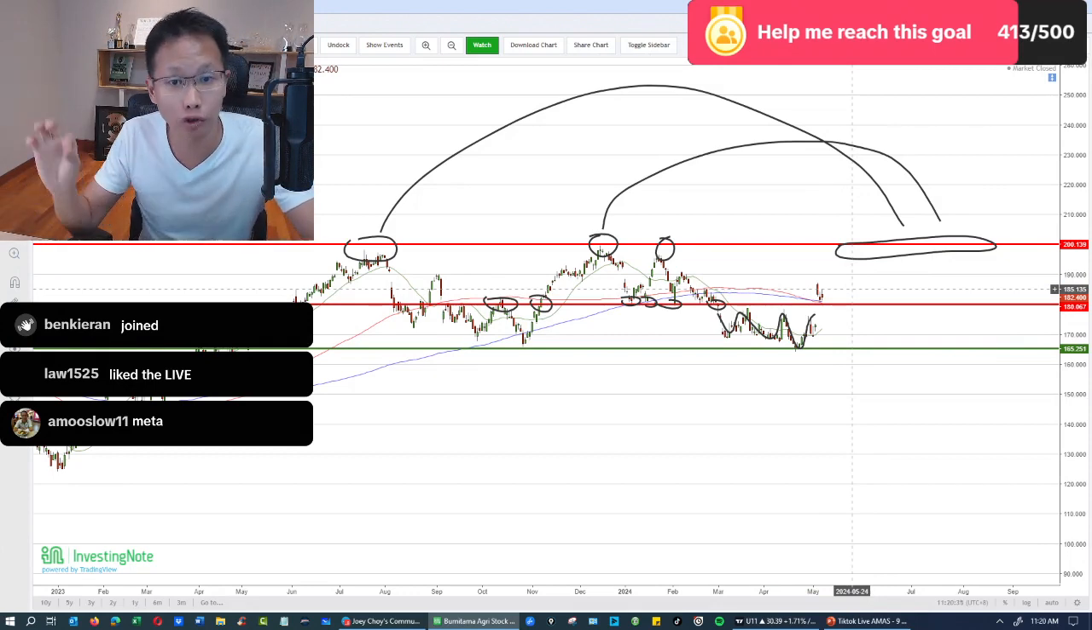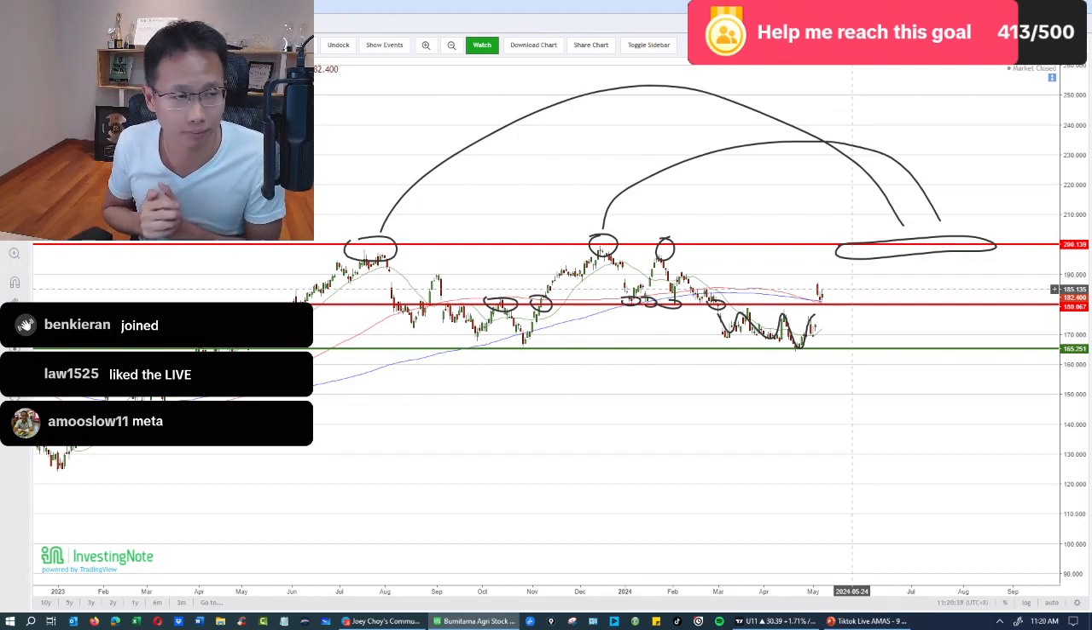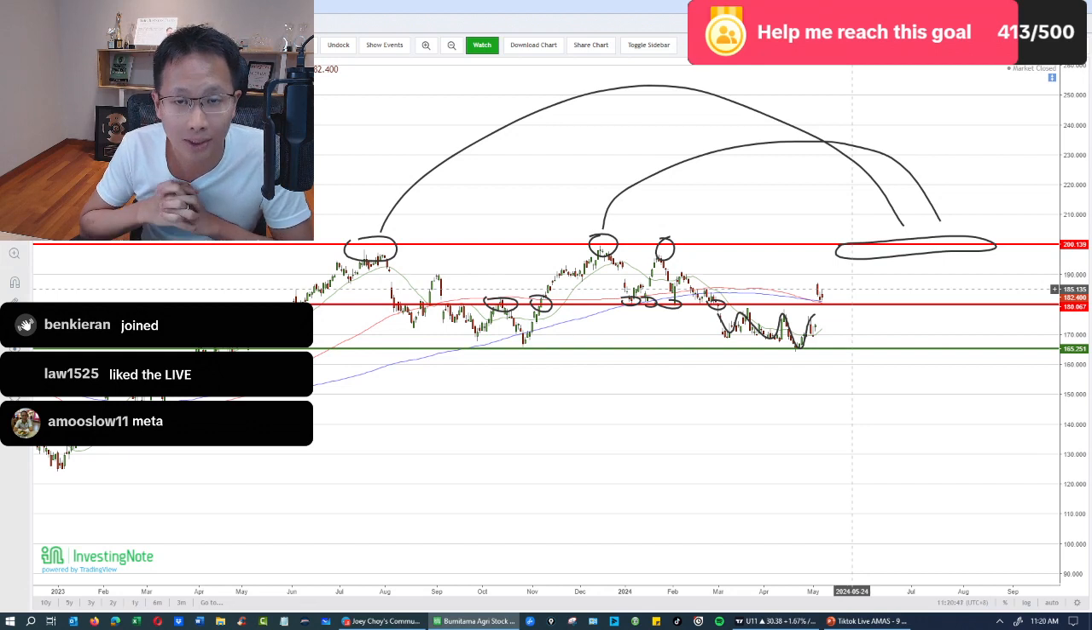So for those of you who have just joined us, guys, this is Apple, stock code AAPL, that I think a lot of people are asking as well. So pretty much I'm covering Apple right now.